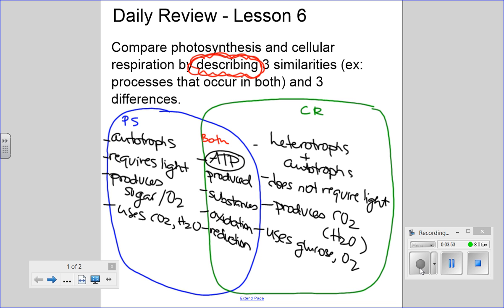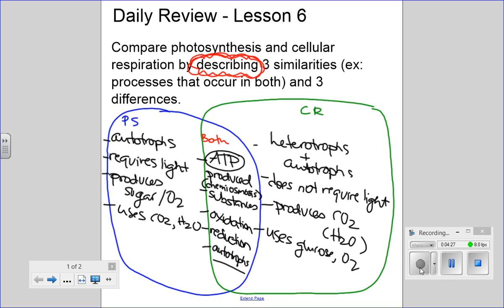The other thing that I want to add is along the lines of ATP. This is called chemiosmosis when ATP is produced. So if any of you wrote chemiosmosis, I saw at least a couple people wrote that. You are correct. That process happens in both photosynthesis and cellular respiration. The other thing that could theoretically go in the both category, we already wrote it, but let's just highlight autotrophs. Autotrophs can do both of these things.